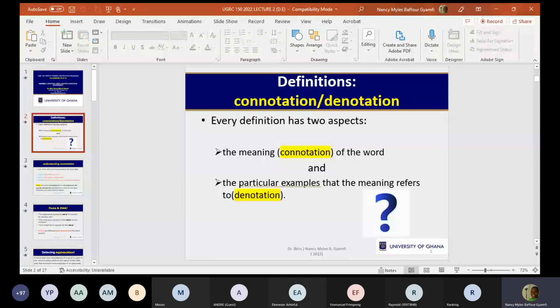It is in fact even a type of button, that you use to button a dress. Then I'm told that there is also a flower called bachelor flower, something like that. So the word bachelor can mean several things. That simply means it can connote several things, connotation. Now, the particular examples that each connotation refers to is what we call denotation.